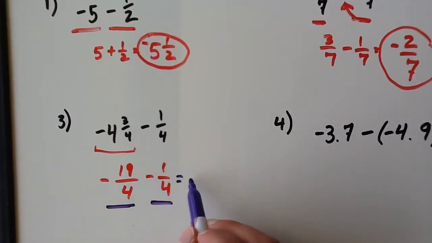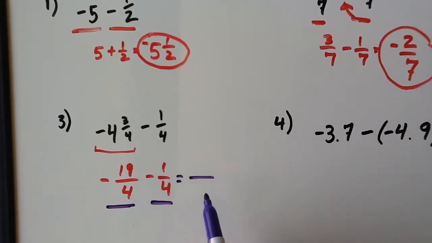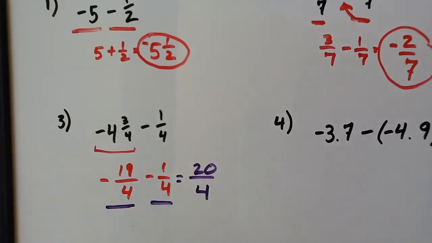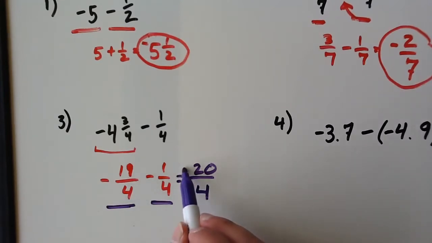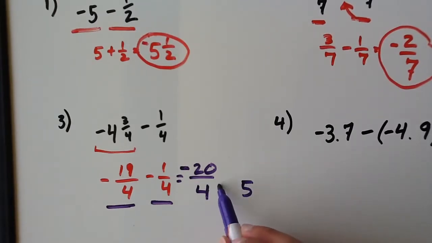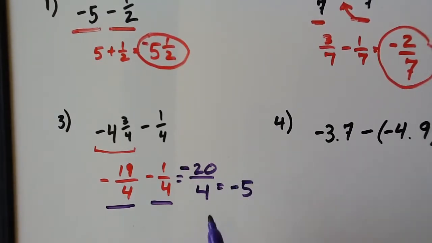So let's add these fractions. They have the same denominator, so my denominator stays the same. I'm going to add the numerators. What's 19 plus 1? Well, that's 20. And after I add those numbers, I need to keep the sign. The signs are negative on both of these numbers, so let's keep it. This would be -20/4. Now, is this simplest form? No, it's not, right? What's 20 divided by 4? Well, that's 5, right? And of course, this still is a negative number, so this simplifies to -5.